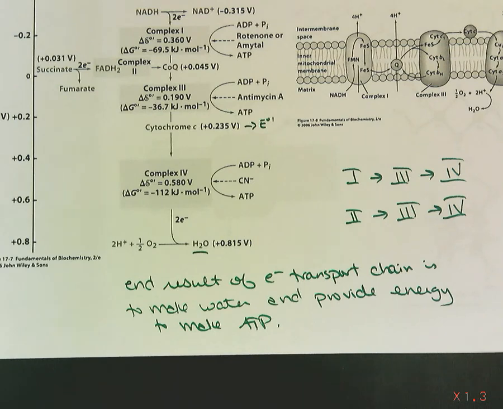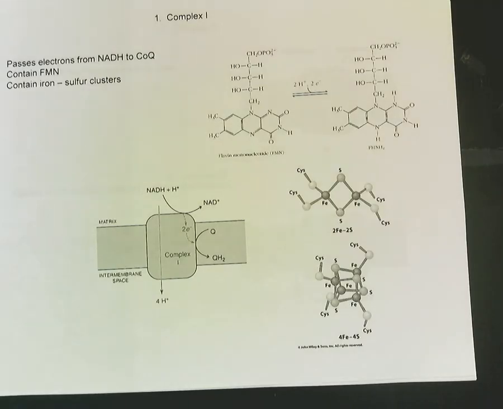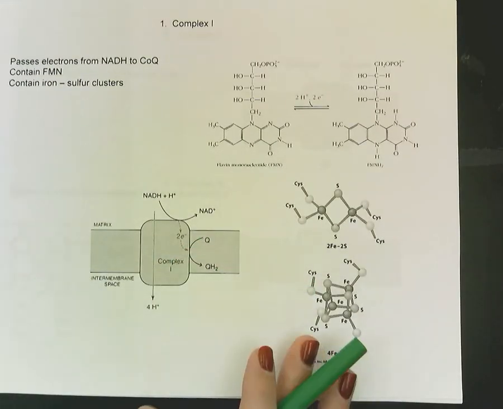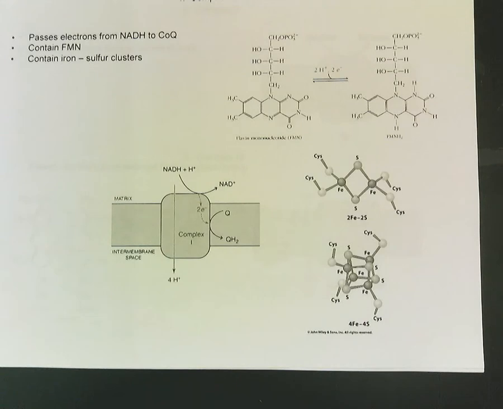All right, so let's take a look at each one of these complexes and how they work. All right, so complex 1, and again, all these figures are in your textbook. Complex 1 passes electrons from NADH to CoQ.